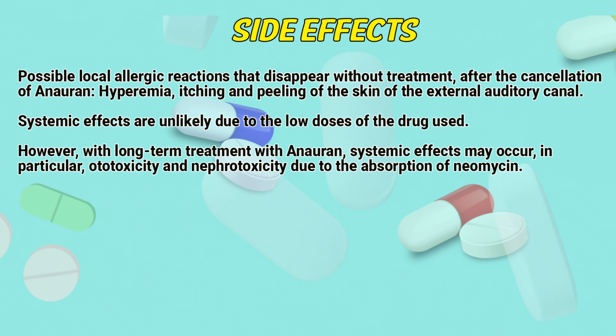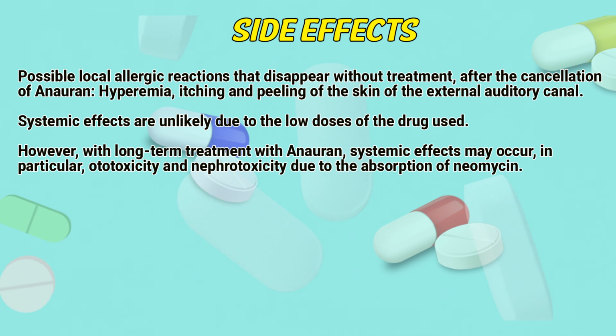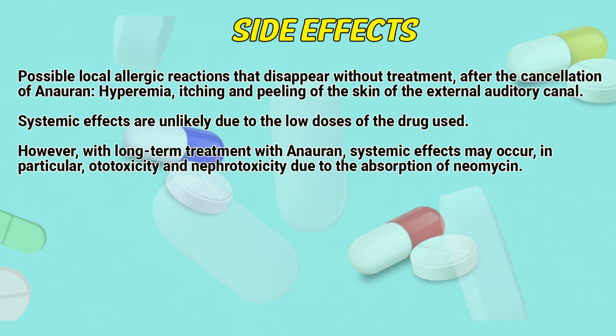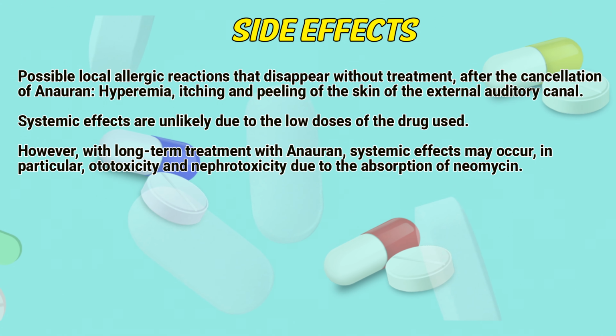However, with long-term treatment with Anauran, systemic effects may occur, in particular ototoxicity and nephrotoxicity due to the absorption of neomycin.